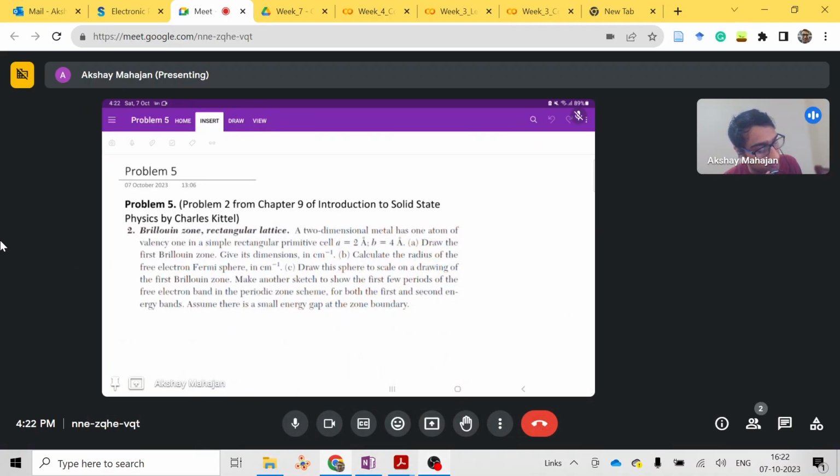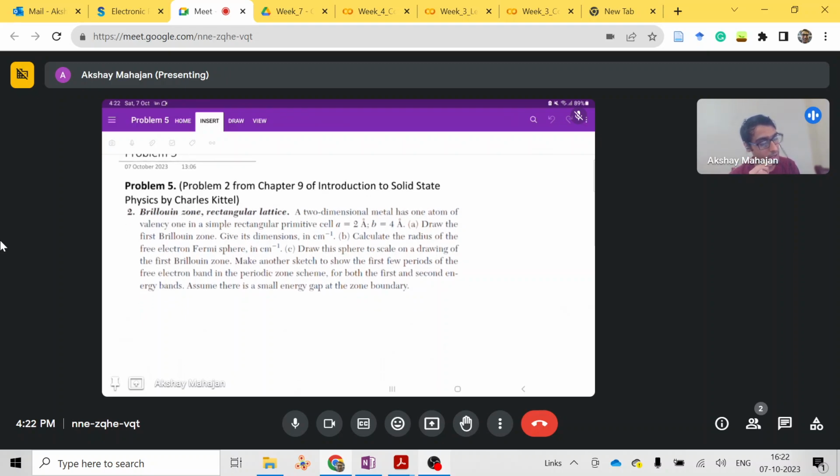In problem number 5, which is also from Kittel, problem number 2 of chapter 9 from Introduction to Solid State Physics by Charles Kittel, we again have a problem on the Brillouin zone of the rectangular lattice.